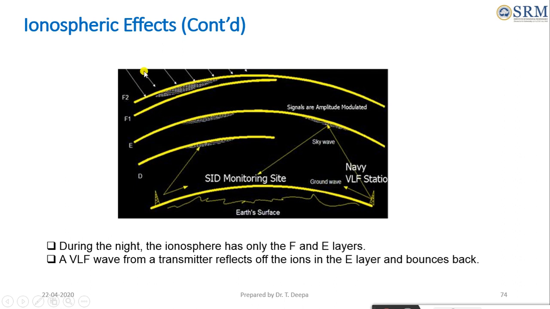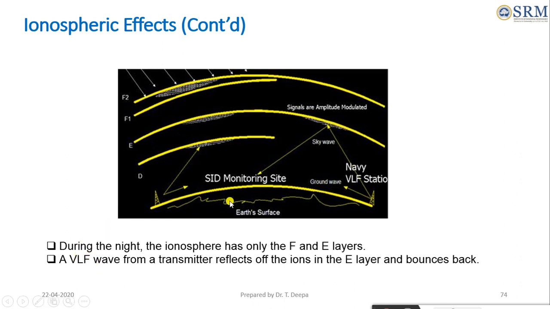During the daytime, see the left hand side of the image, the X-rays or UV rays from the Sun increase the ionization of the ionosphere. The D layer appears, the E layer is enhanced, and the F region is split into two layers, F1 and F2, during the daytime. So the thickness of the layers increases during the daytime.